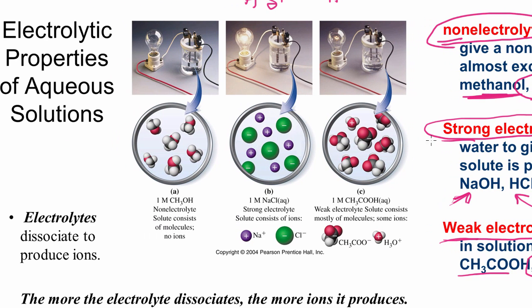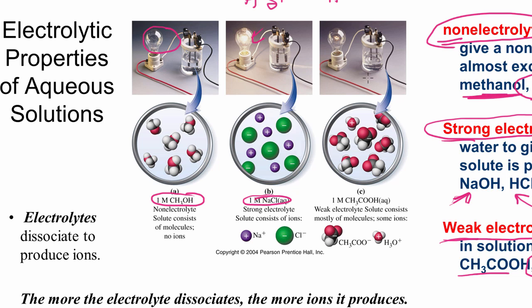Here we can see that when we put methanol into water, we have this apparatus. We have a power source, a light bulb, and 2 electrodes in the solution. Notice that when those electrodes are placed into a methanol solution, nothing happens. The bulb doesn't light. That's because there are no electrically conducting particles in that solution. Now notice here, when we put sodium chloride into water and then put these electrodes in, this bulb lights.